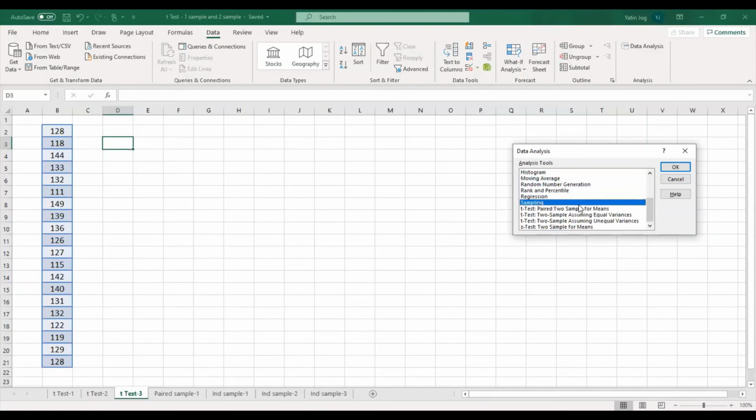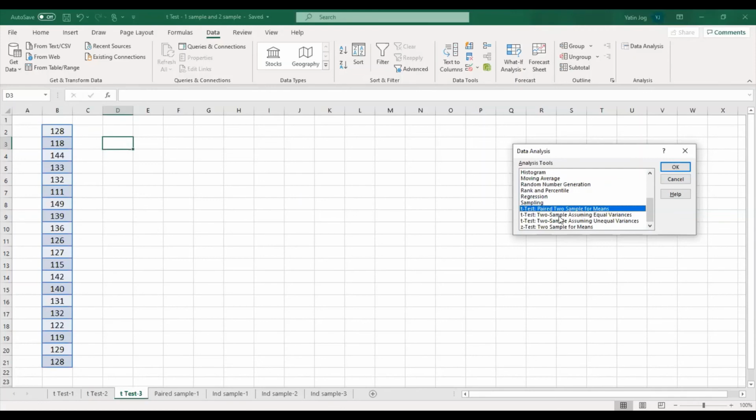Sampling, we are going to discuss sampling techniques, and the remaining part is t-tests: paired sample, two sample assuming equal variance, unequal variance, and z-test. Z-test also is very simple, so we are not going to cover it, but we are going to cover the t-test in today's session. Now, if you look at t-tests, it talks about paired.